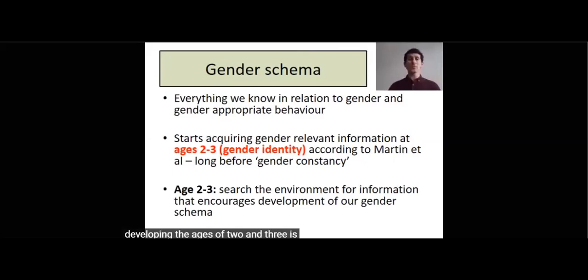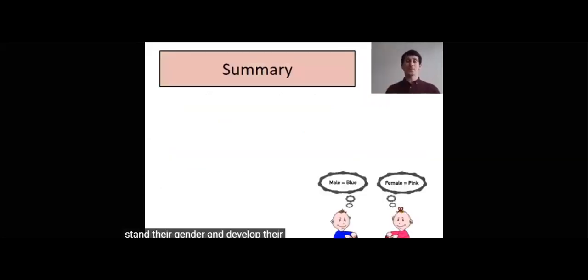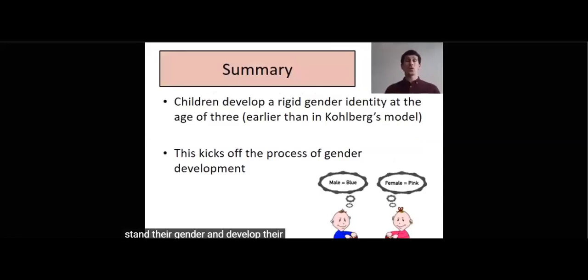And at that age of 2 or 3, they say children start to search the environment to understand their gender and develop their gender schemas. So in summary, children start to develop gender identity at the age of 3, far earlier than Kohlberg's theory. And this starts to kick off their process of gender development.